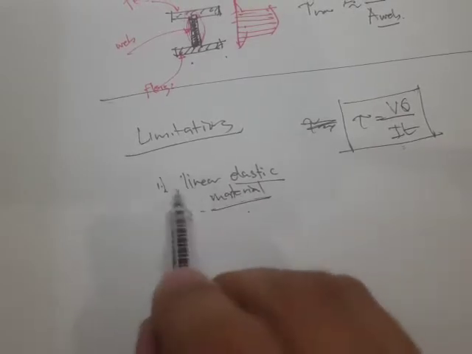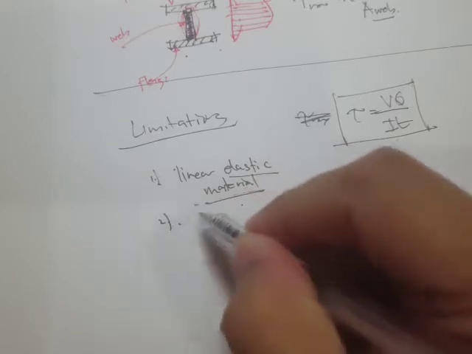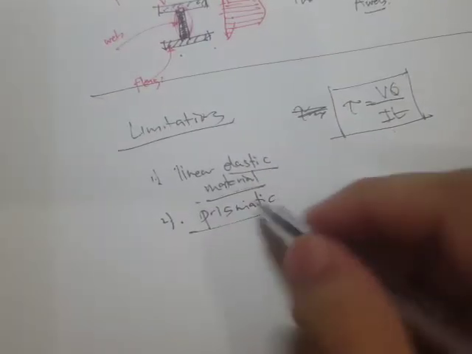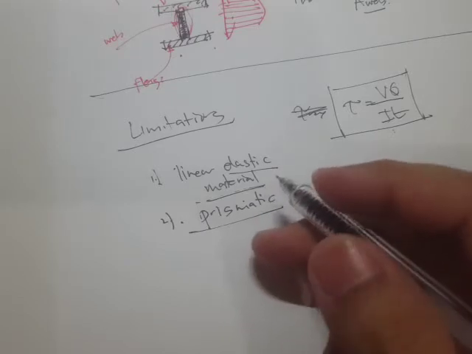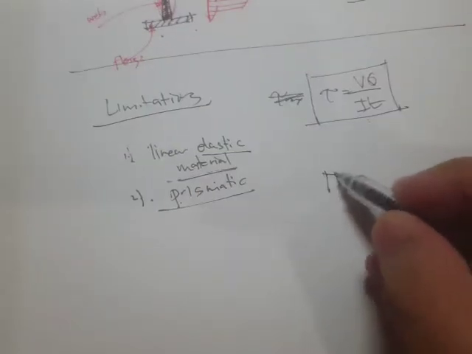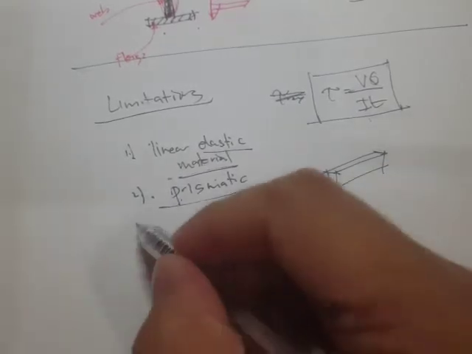And that's the first one, and the second is that it should be prismatic. So take note, prismatic. I was wrong with this; I interchanged this to non-prismatic. When I say prismatic, it's a constant cross section all throughout the length.